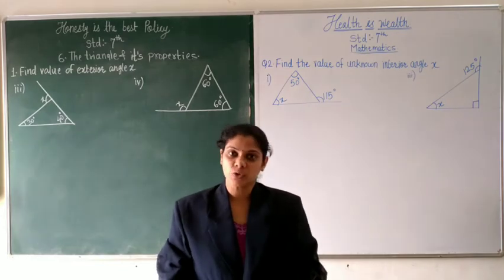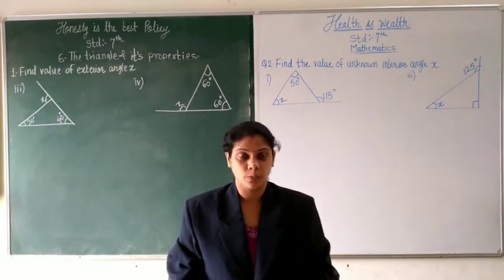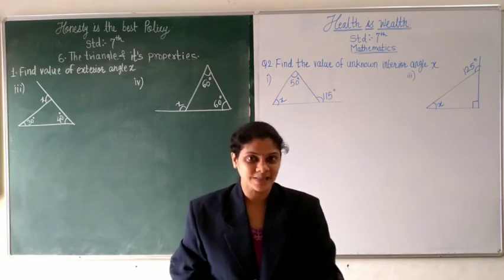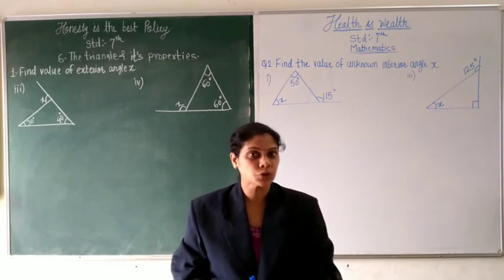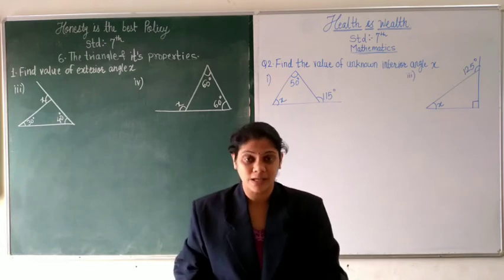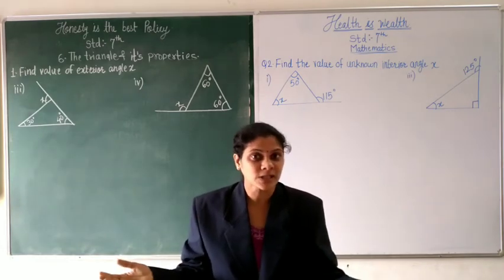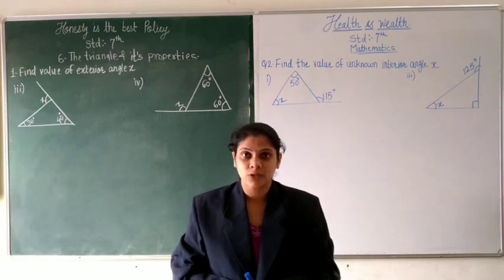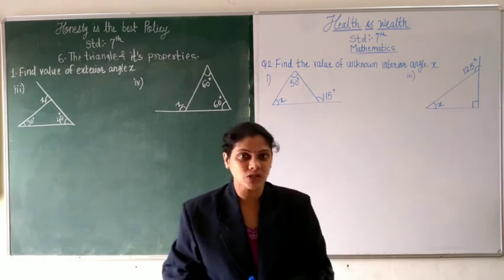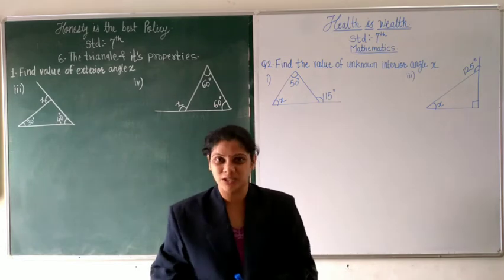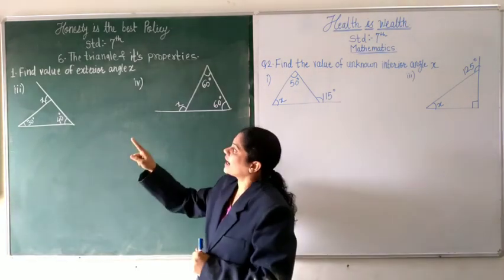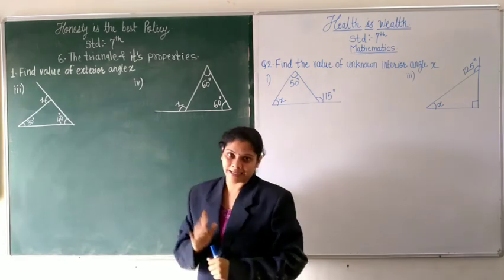Now we will start to solve exercise 6.2. But students, there are so many sums in 6.2. Here I am going to show you only 4 sums, because with the help of these 4 sums you will be able to solve the whole exercise 6.2. So without wasting our time, we will start to solve exercise 6.2. Look at here. The first question is: find the value of exterior angle x.